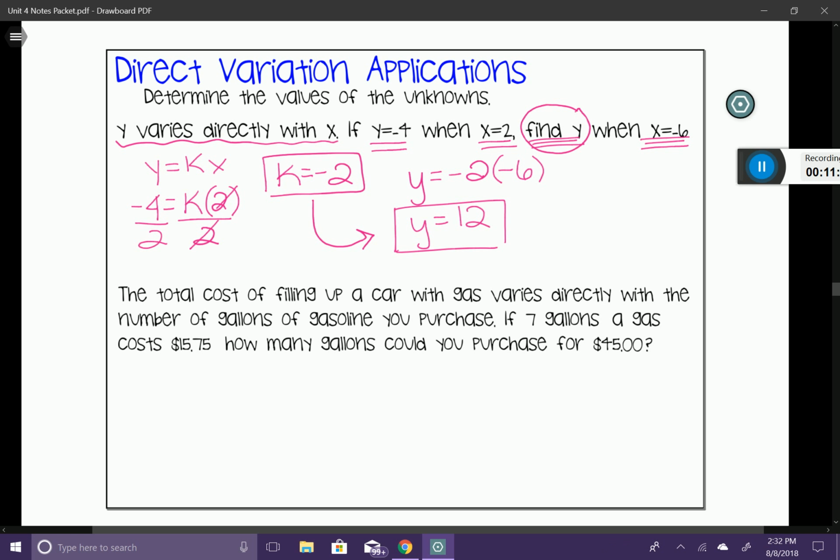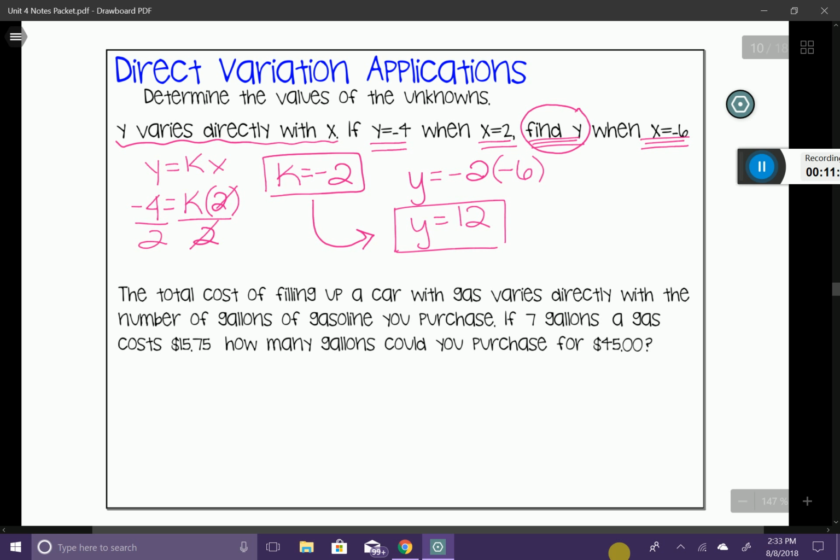All right, here's another application problem, but this one, it's very similar to the top one, but now we actually have a situation occurring. It says the total cost of filling up a car with gas varies directly with the number of gallons of gasoline you purchase. If 7 gallons of gas cost $15.75, how many gallons could you purchase for $45? Again, you might want to use proportions for this type of problem, but I'm just going to set it up this way just to show you the math that's behind it and what's happening.